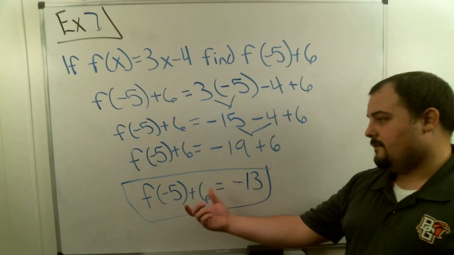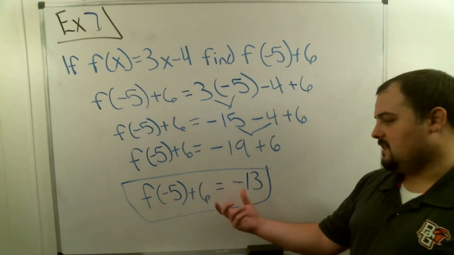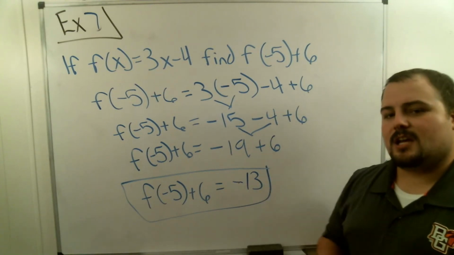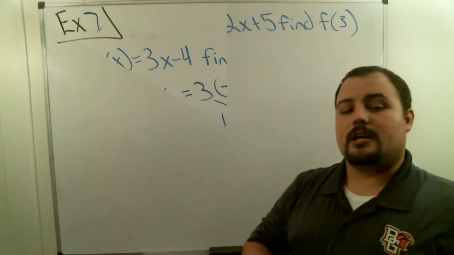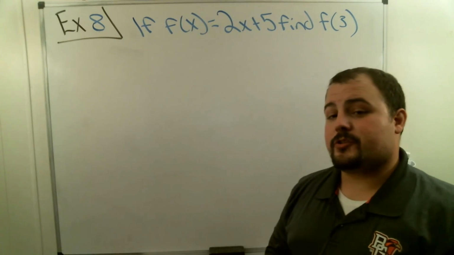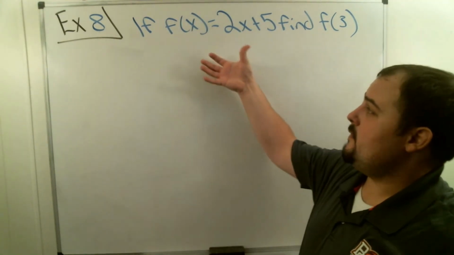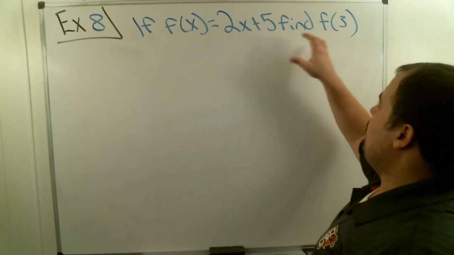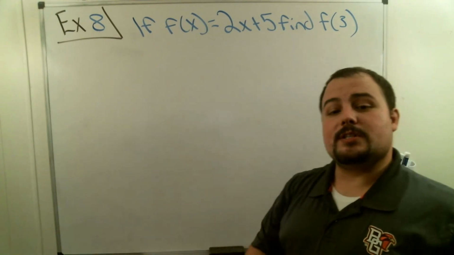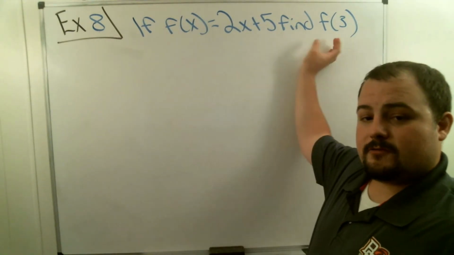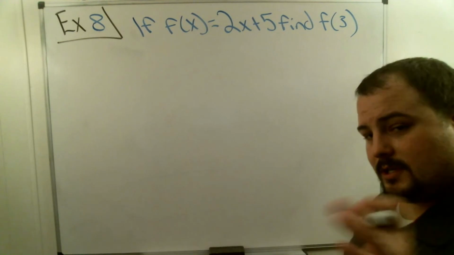When I plug in negative 5 for the x value and I add 6 at the end, I'm going to get negative 13 as my final answer. In example 8, we're going to be doing another function problem. This time it says if f of x equals 2x plus 5, find f of 3. So this one's a little bit easier. All we're doing is replacing 3 for our x value and solving.